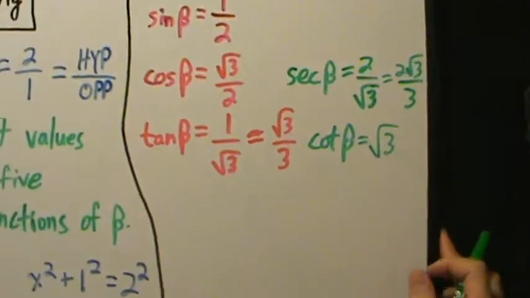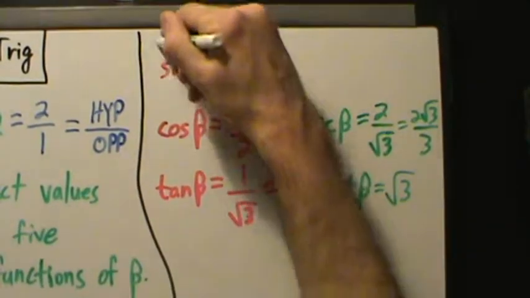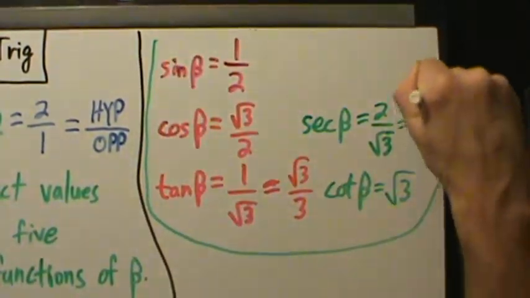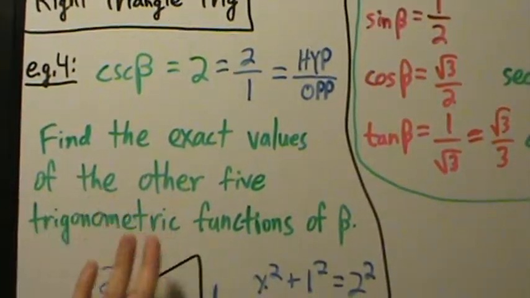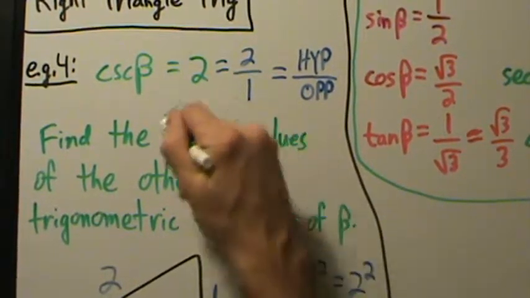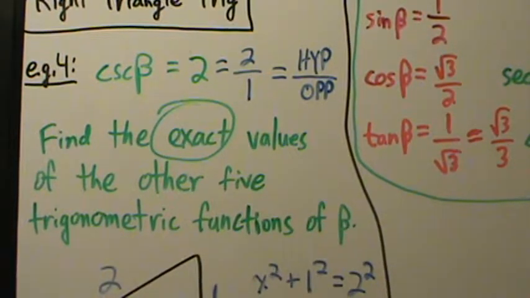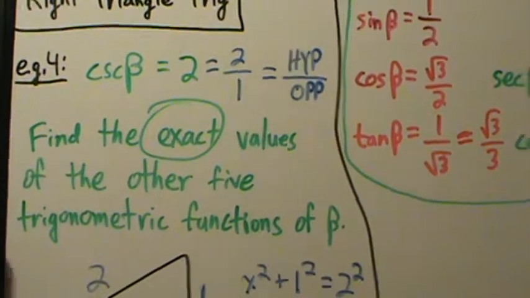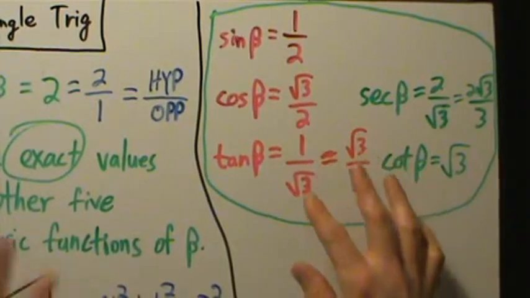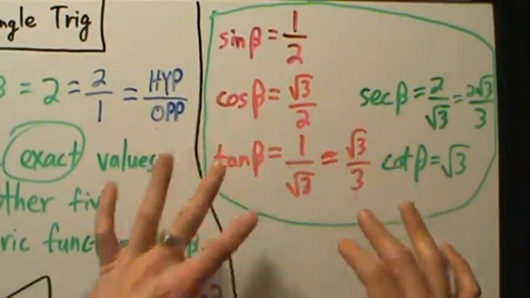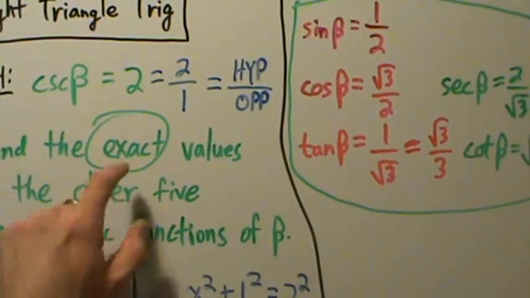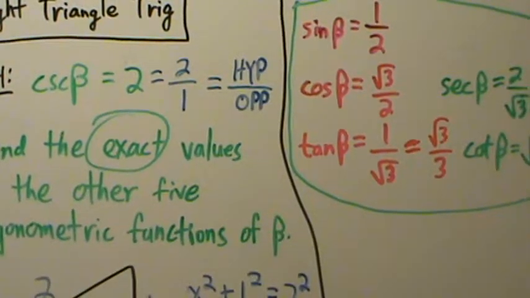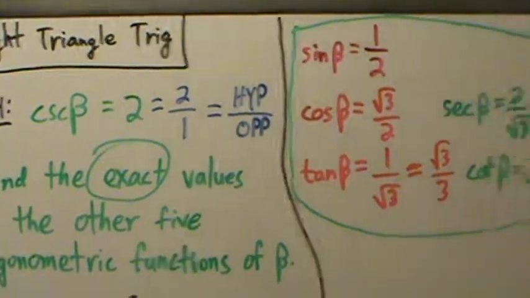So that's it for example 4, and this is the final answer here. We were looking for the exact values of the other 5 trig functions of beta. So remember, exact values means leave all the square roots there, don't approximate anything with the decimal. Square root of 3 cannot be exactly expressed as a decimal, so just leave it as the square root of 3. Don't toss it into a calculator and approximate, so just make sure to give exact answers when specified. So that's example 4 with right triangle trig.